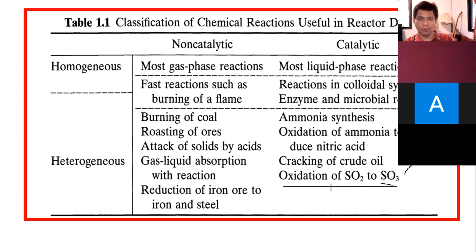Okay. Ammonia synthesis, yan yung sa fertilizer. Di ba? Yung N2 plus H2, you're going to produce NH3. So may catalyst din yan na solid. Ano? Gas, tapos solid. Ito rin, di ba? Gas, tapos solid din yung catalyst. So it's catalytic and heterogeneous.